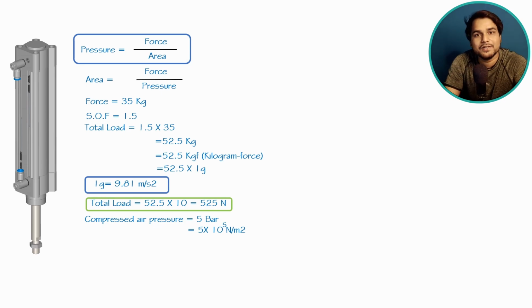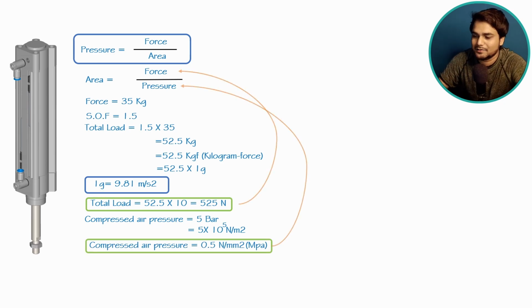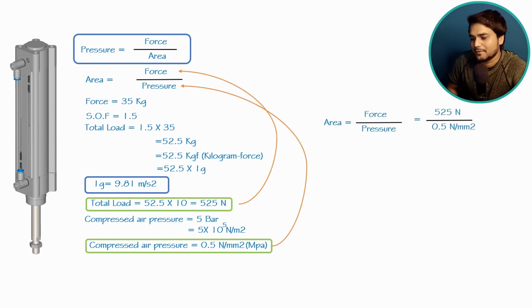And now change the meter into millimeter, क्योंकि न्यूमेटिक सिलेंडर की बोर डायमीटर मिलीमीटर में अवेलेबल होता है. So it will become 0.5 Newton per mm square, or we can say 0.5 megapascal. And now put this into the equation. So area is equal to force, which is 525 Newton, divided by the pressure, which is 0.5 Newton per mm square, and it will become 1050 mm square.